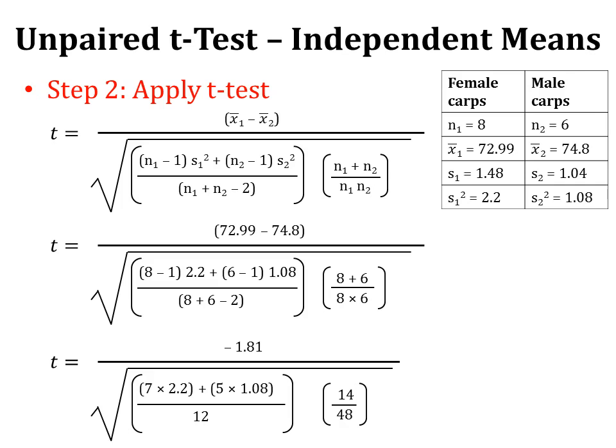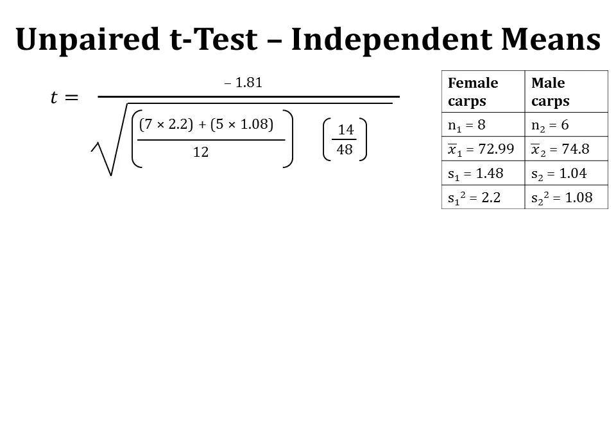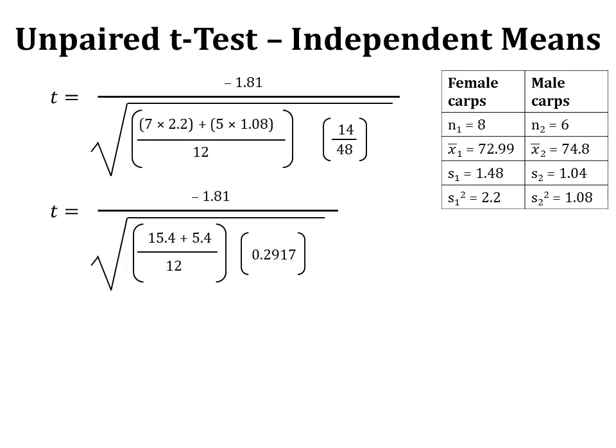Now because we are going on to the next slide, I'm going to copy this same step and paste it here. So now we are going to solve it further, and we can see that we now have 15.4, which is the product of 7 multiplied by 2.2, and we have 5.4, which is the product of 5 by 1.08. And then we have 0.2917, which we got after dividing 14 by 48. The rest of the two calculations are the same.